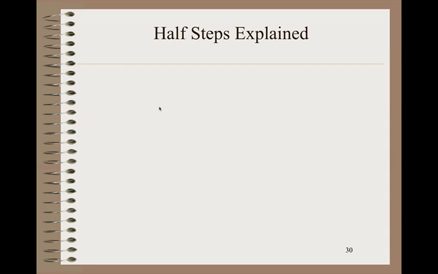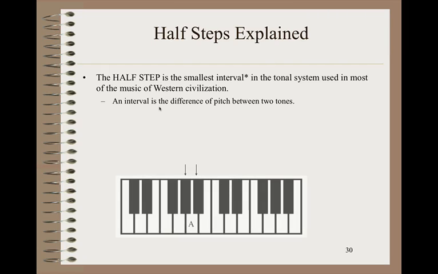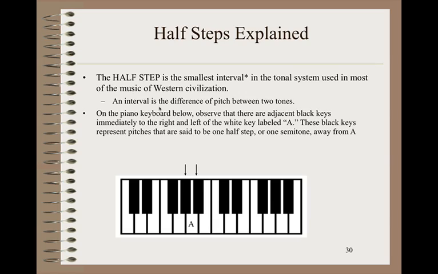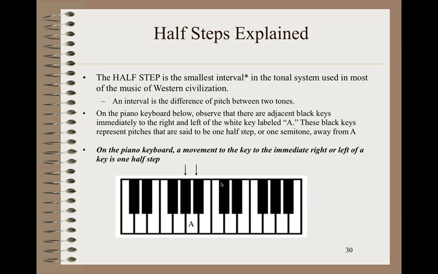The next area we're going to cover is what are called half steps. A half step in our culture, in our Western civilization, is the shortest interval between two pitches. On this diagram, I have notated an A. Here is an A. And on the piano, if you go from the white key to the black key, that's a half step.